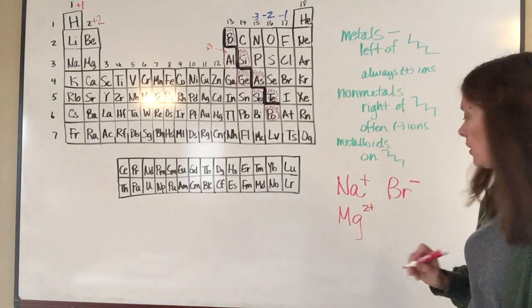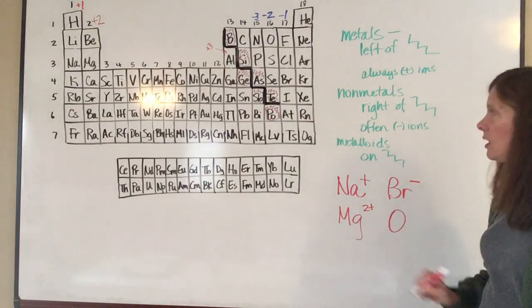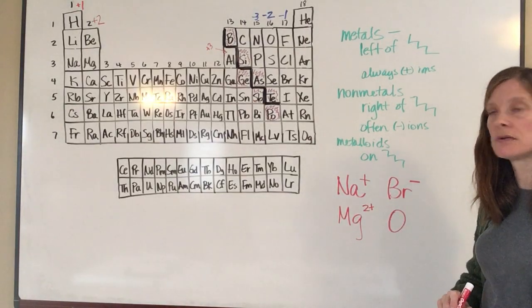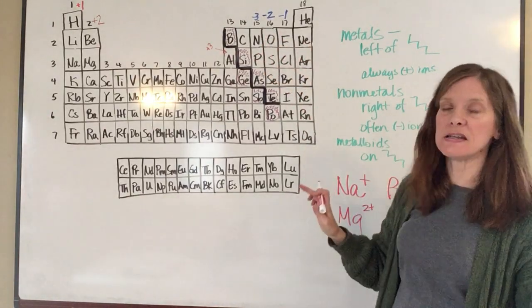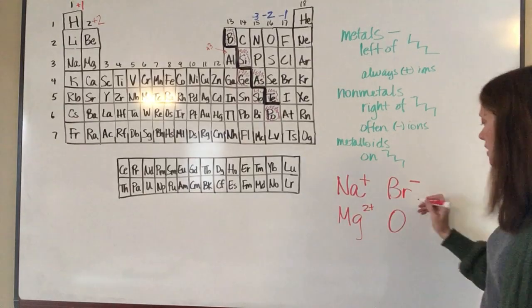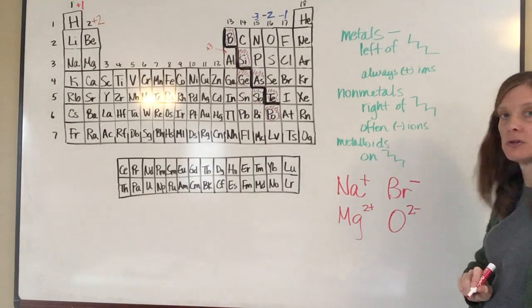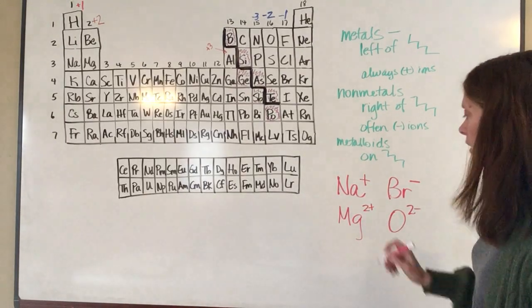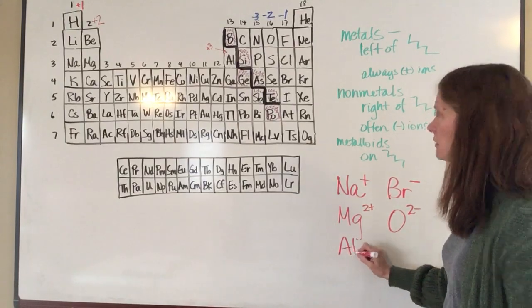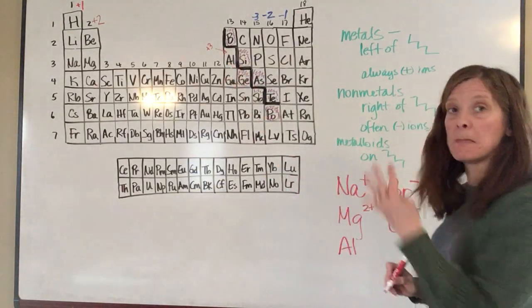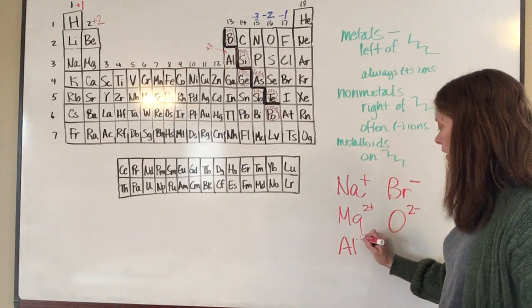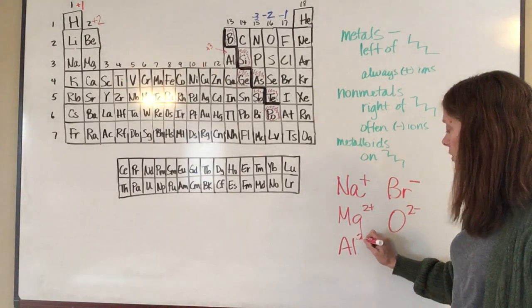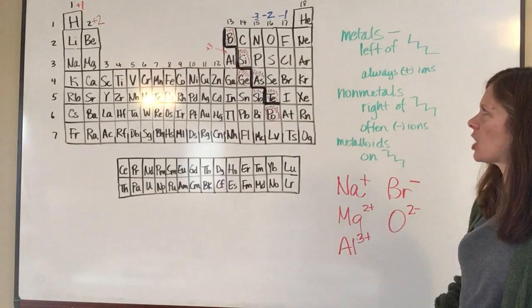Okay? How about oxygen? Oxygen has what charge? Oxygen's right here. He wants to look like neon. He's going to gain 2 more electrons, so he will have a -2 charge. Okay, aluminum, we said, is right here. It's a metal, so it's going to have a positive charge. It's going to lose 3 electrons, so it'll have a +3 charge.